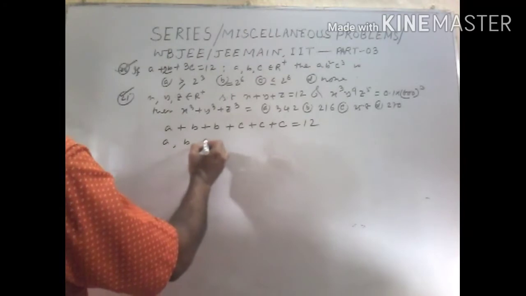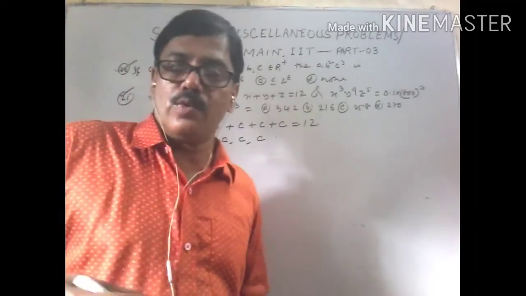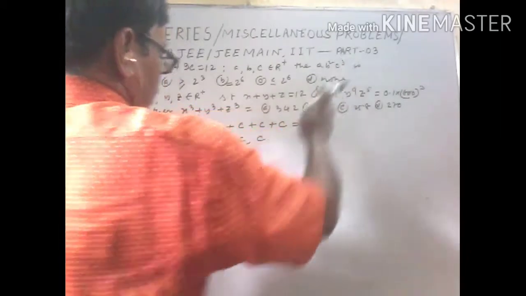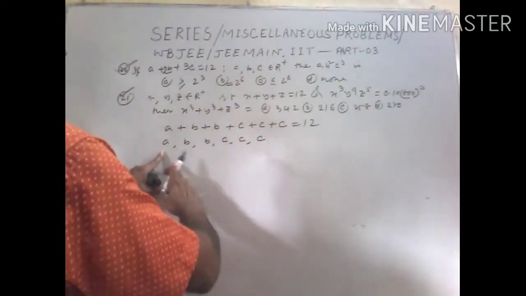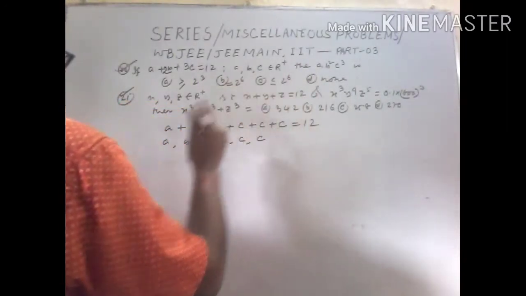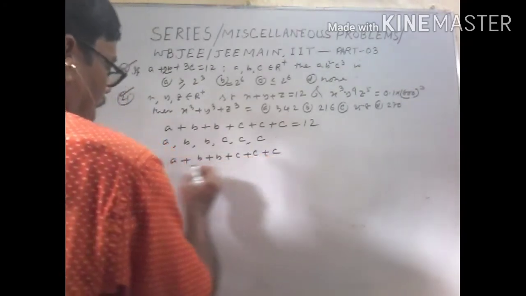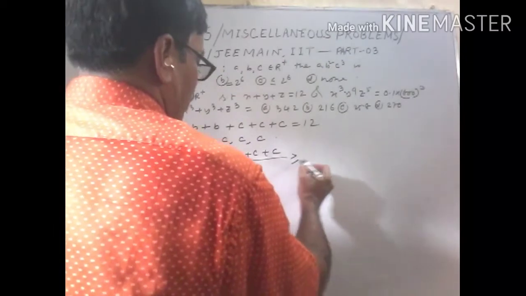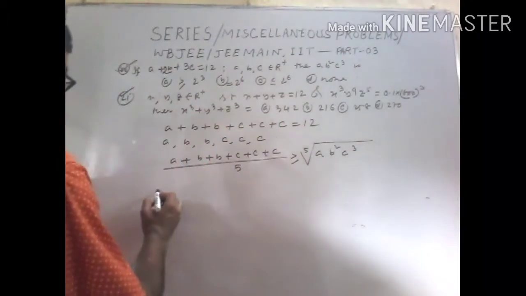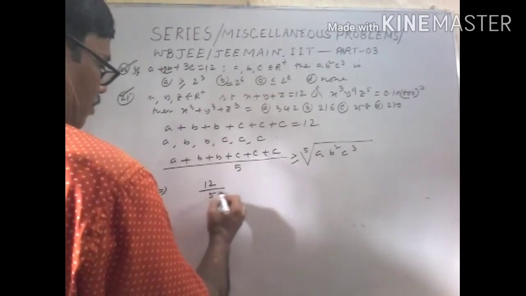So if we consider these 5 numbers and use AM greater than or equal to GM. To get a b square c cube, if we take the product, that is the geometric mean, a, b square, c cube. That is why we are writing in this way. How many terms? 5. Greater than or equal to the 5th root of a b square c cube. And this sum is actually a plus 2b plus 3c, so this is 12 by 5.